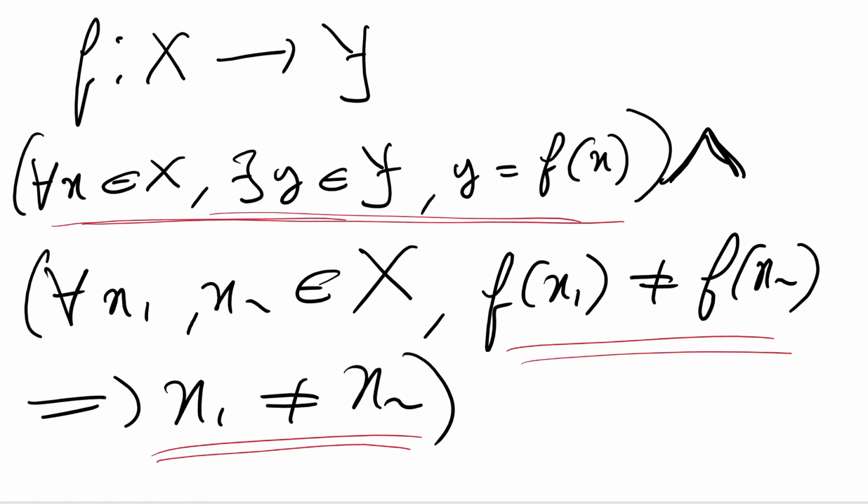This part handles the fact that for every element x in the domain, there must exist a mapping in the codomain. And this part handles the fact that one element in the domain cannot map to two distinct elements in the codomain. So this second part handles that.